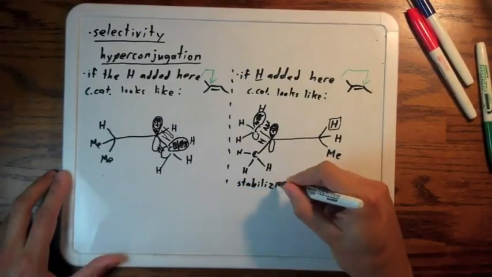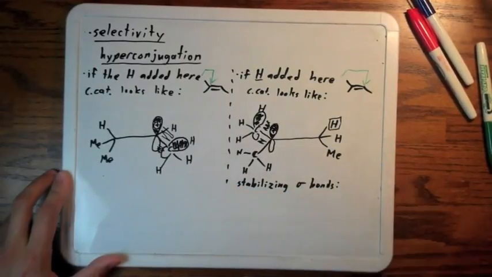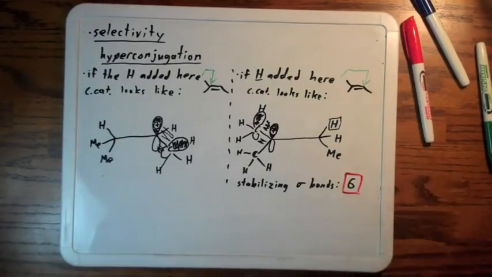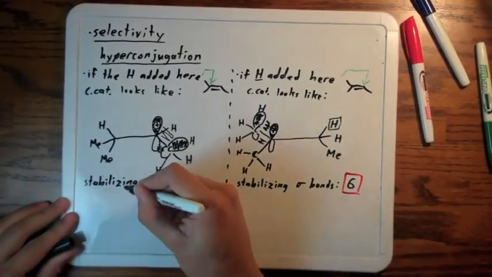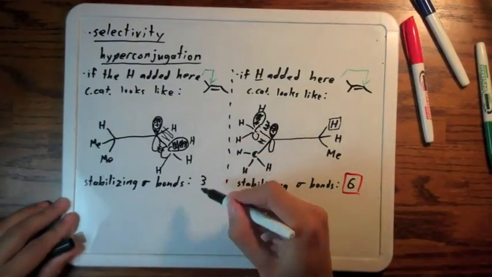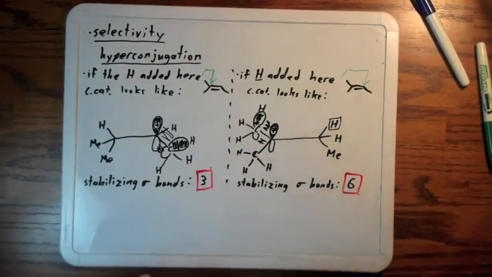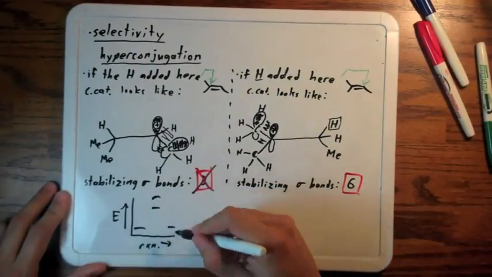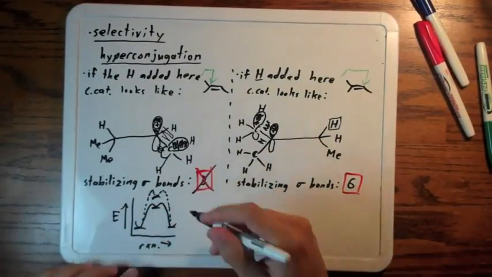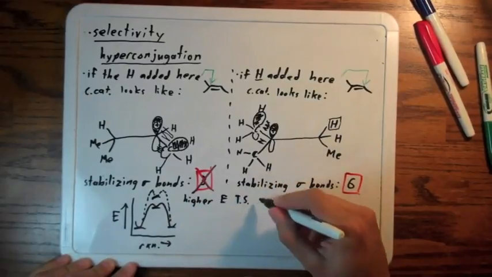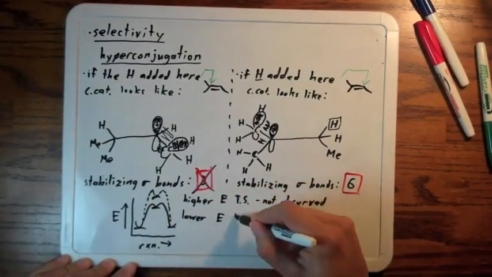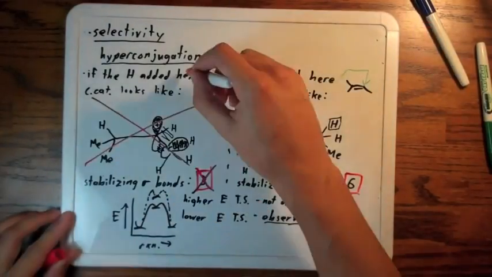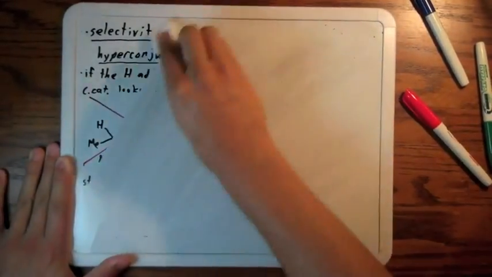In this case, the number of stabilizing sigma bonds directly next to the empty p orbital is 6. On the other side, in the other case, it's only 3. That hydrogen does not count. Its sigma bond is orthogonal to the empty p orbital. So, the species that is more stabilized has a lower transition state energy, meaning that's the one that happens. So to summarize, Markovnikov's rule says H's add to where there are more H's, because of hyperconjugation.